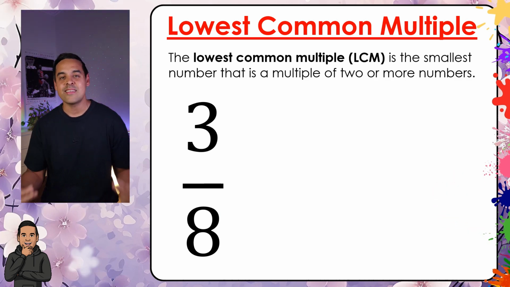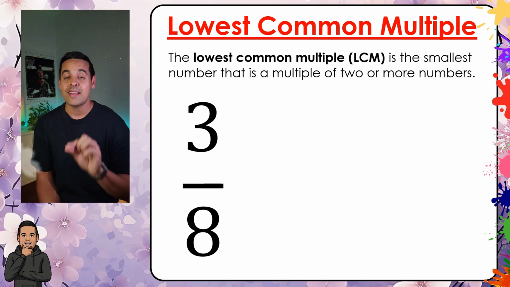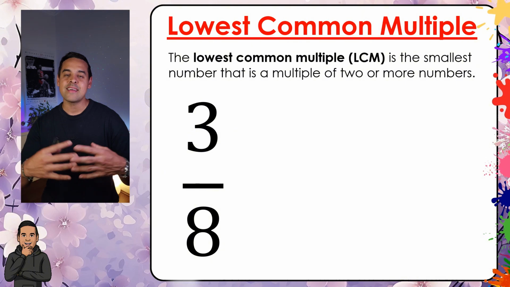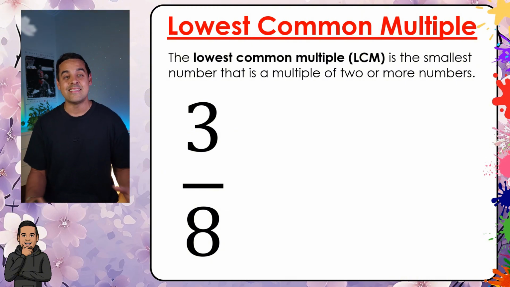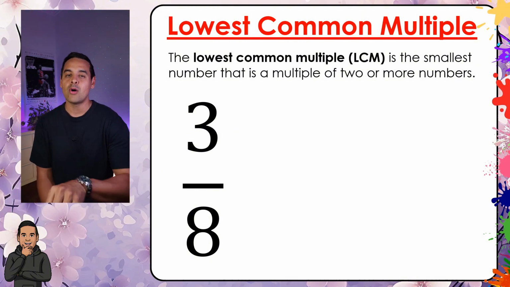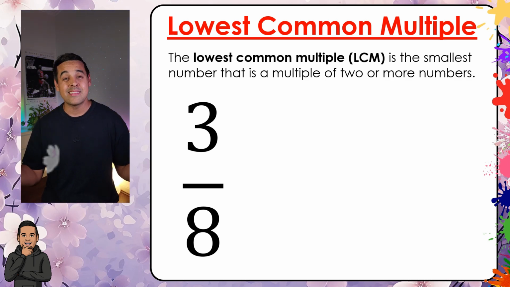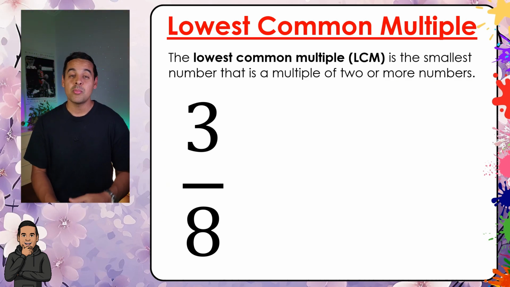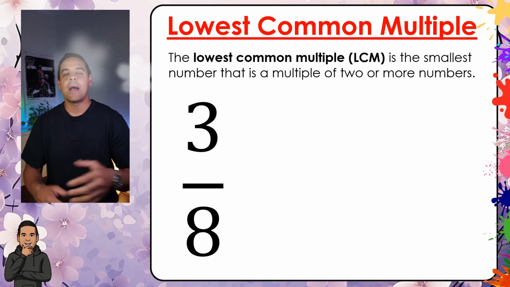Today's lesson we are going to ramp the difficulty up from our previous lesson on subtracting fractions. The first thing we need to understand in order to do this is something called the lowest common multiple. The lowest common multiple is the smallest number that is a multiple of two or more numbers. Now I'm going to explain that.